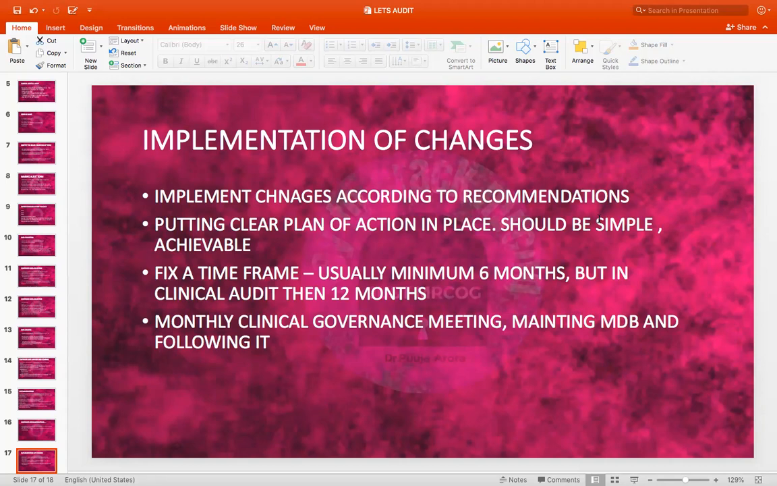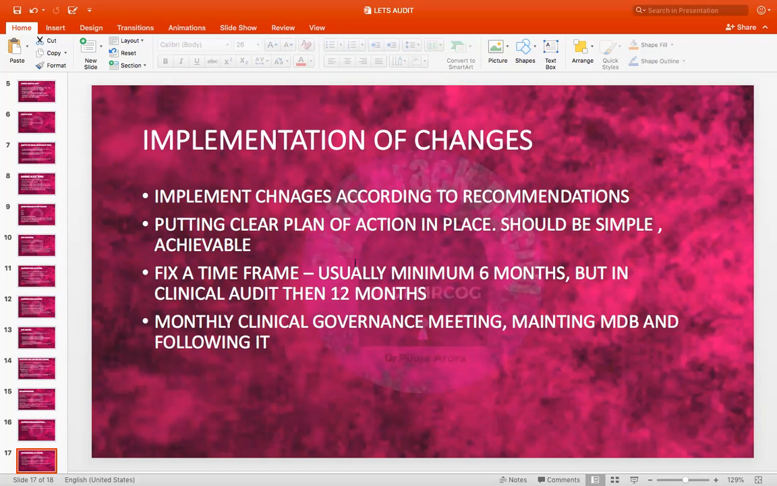So you have to do something practically. You have to make a clear plan of action. This is a buzz line: putting a clear plan of action in place, and that should be simple and achievable. You should not make a plan that you have to do 10 training sessions for ECV, then instrumental delivery in 1 month. This is practically not possible. So the plan of action should be simple and achievable.